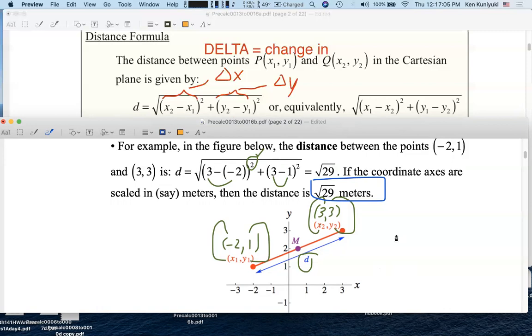Between what and what? Between 5 and 6 meters, right? Because 5 is root 25 and 6 is root 36. So this would be 5 point blah, blah, blah meters.